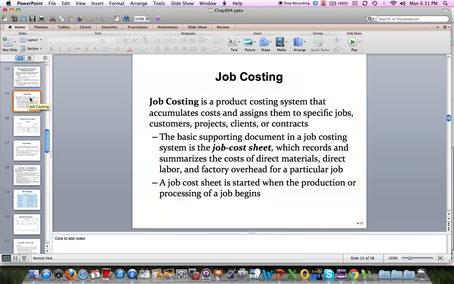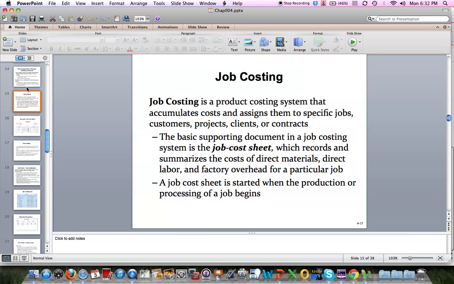So job costing is a product costing system that accumulates costs and assigns them to specific jobs, customers, projects, clients, or contracts. Okay, so we get an order, or we're going to make a batch of something, and we accumulate those costs based on that job. Okay, so again, you and I taking our car to a mechanic, that could be a job. Checking into a hospital because you're sick or need surgery, you are the job. Okay. Those are just some examples. And so what the company needs to do is accumulate all the costs associated with manufacturing the product or delivering the service to the customer.